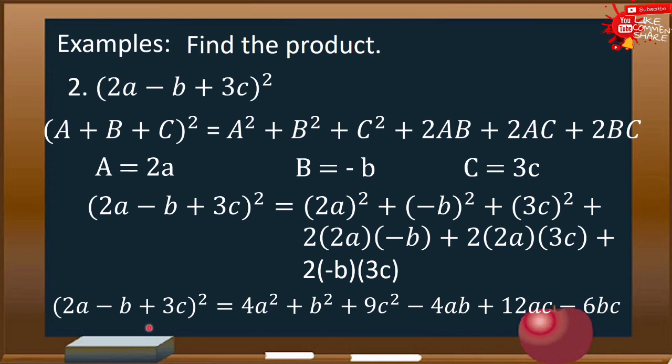So therefore, the square of 2a minus b plus 3c is equal to 4a squared plus b squared plus 9c squared minus 4ab plus 12ac minus 6bc. So take note, class, that we cannot combine all of these because they are dissimilar. So ito na po yung ating sagot. Okay?